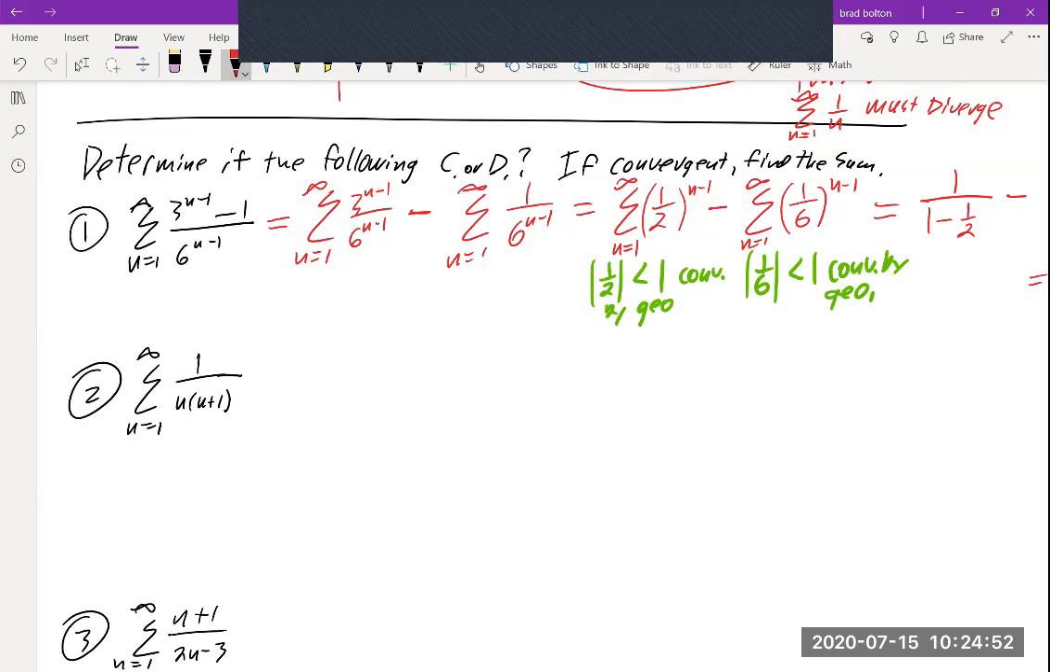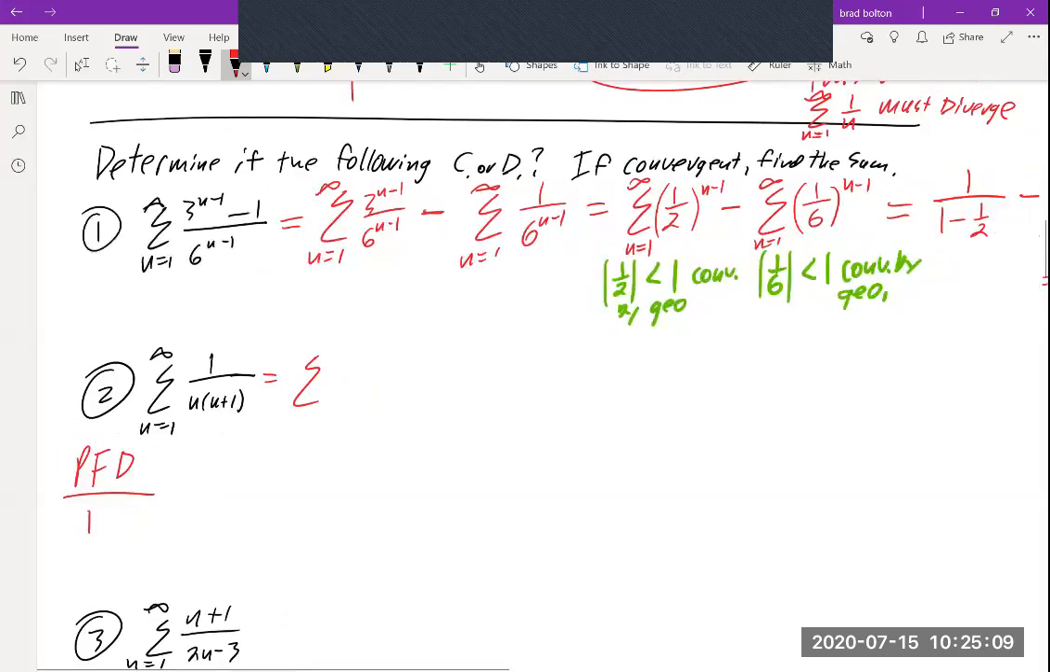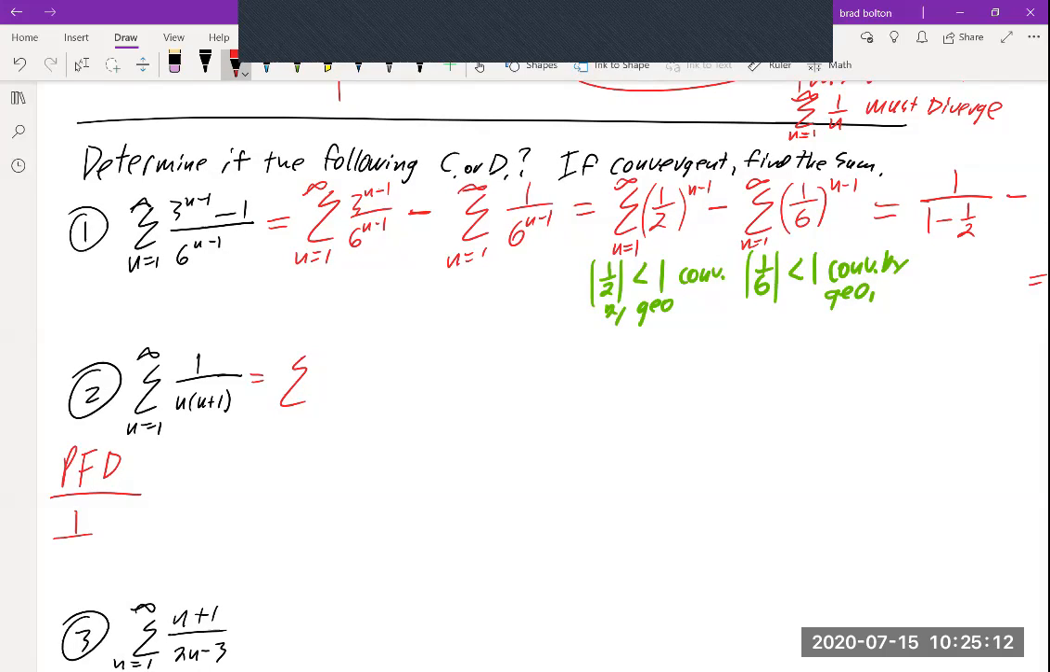So this one's a little bit harder. This one is a telescoping series. If we clean this up, if we do partial fraction decomposition over here on the side, you guys, I'm assuming, will be able to do this. We're going to get 1 over n times n plus 1 equals a over n plus b over n plus 1. If you do the partial fractions, it's a pretty nice one. It's going to be 1 over n minus 1 over n plus 1. Very similar to the one we did the other day in the video.